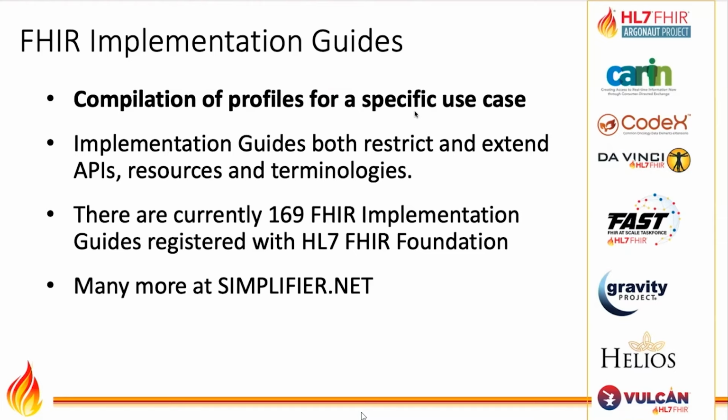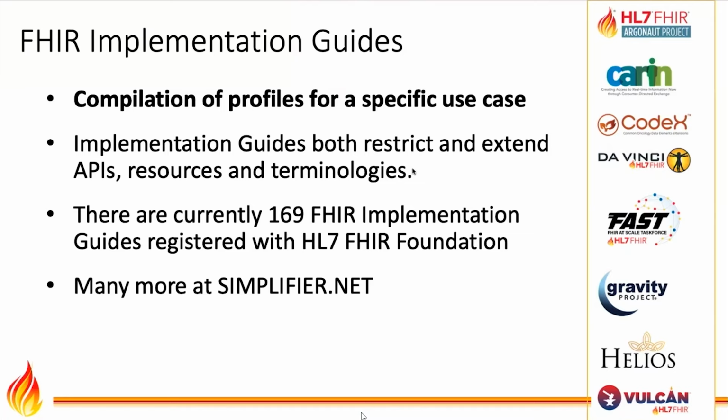So you can both restrict and extend with the APIs, the resources, and what terminologies. Currently, if you go out to the FHIR Foundation site, you can find 169 different FHIR implementation guides. And there are more out there that, again, are on simplifier.net, which is one of the common sites where they put them. The ones at simplifier.net would not have gone through the HL7 ballot process, but the ones that the FHIR Foundation has have.